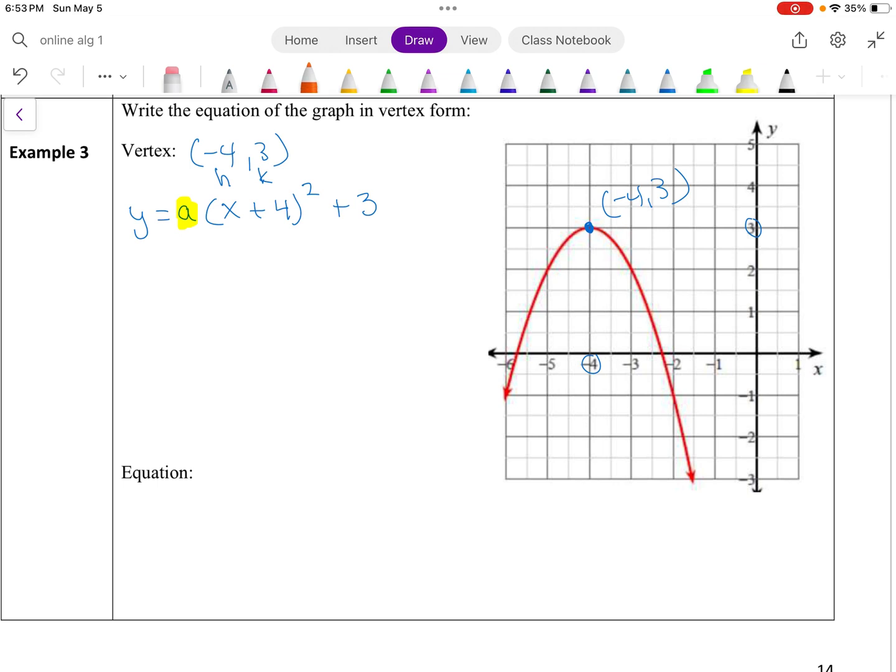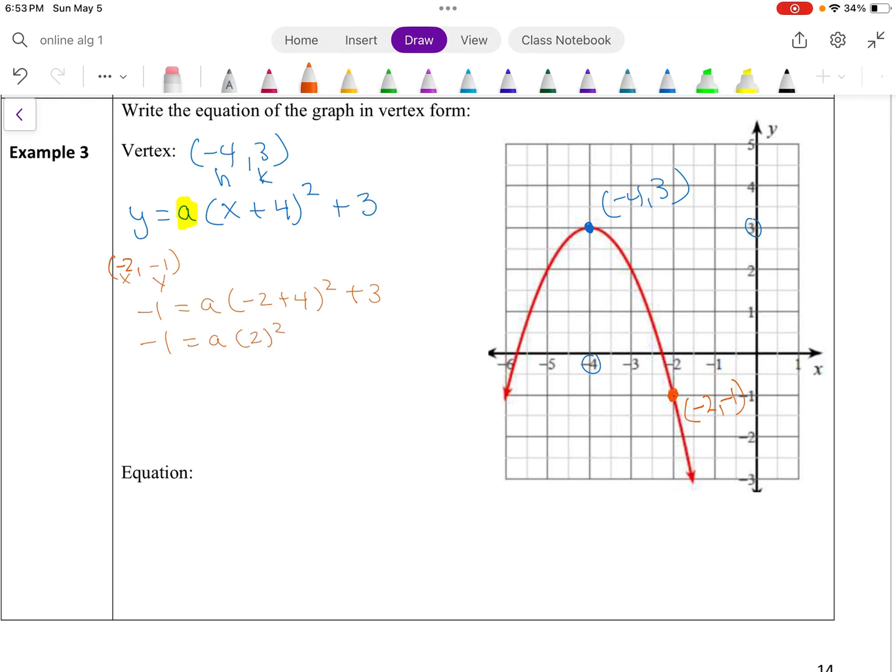So again, that only works if I can have a be the only variable. So I'm going to pick another point. Doesn't matter what point I pick. I'm going to pick the point -2, -1. Here's my x value. Here's my y value. When I substitute that in, it will look like this. And then I can use my order of operations.